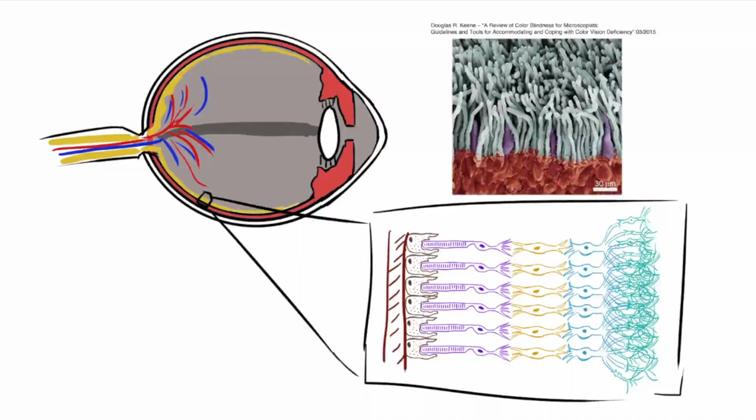Here's a really cool scanning electron micrograph where you can see the cone cells in purple and rods in white. And you can tell this is probably a section of the peripheral retina because there's just so many more rods than there are cones.